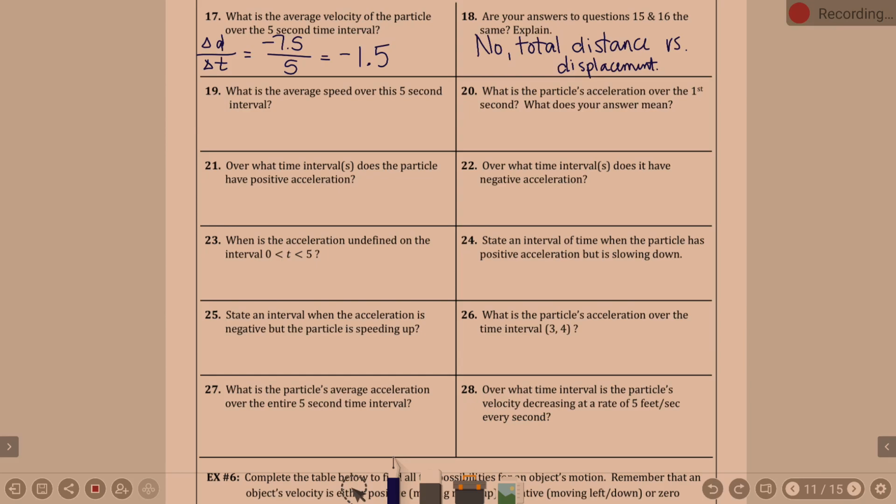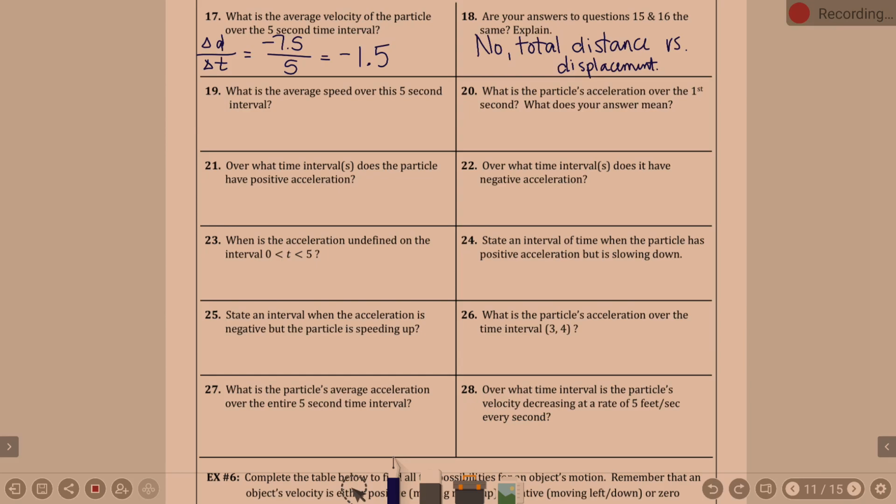Average speed over the 5-second interval. What is it? Oh, 1.5. 4.5. How is he getting this? I'm so confused, because this is what he did for the last problem. Yeah, that's why he's realizing.